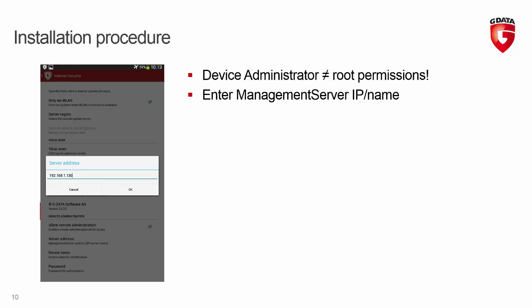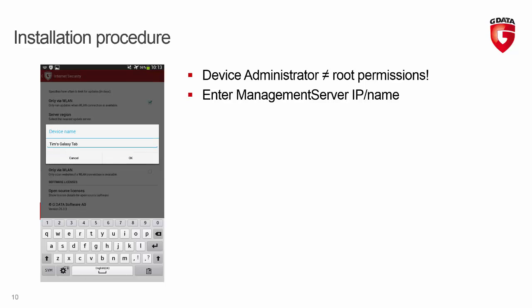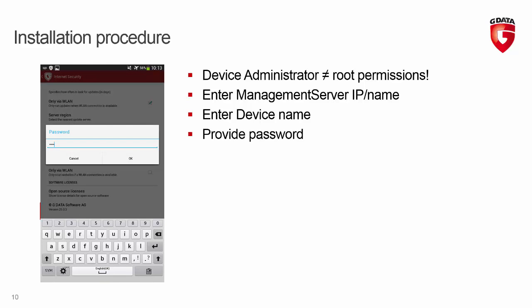A port number does not have to be specified. Under Device Name, any string can be entered, which might help the network administrator associate a given device or user with the entry for the device. Lastly, the password must be entered. With those tasks completed, the device is ready to connect to the management server and load updates and new configurations.